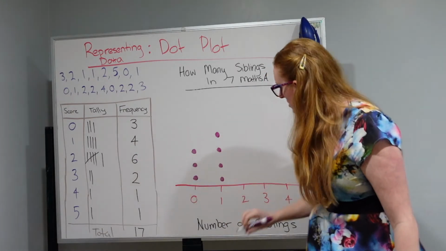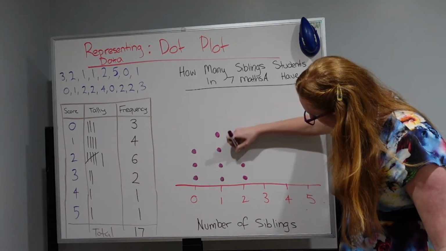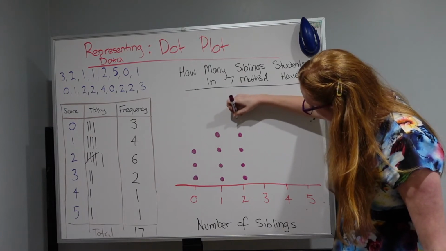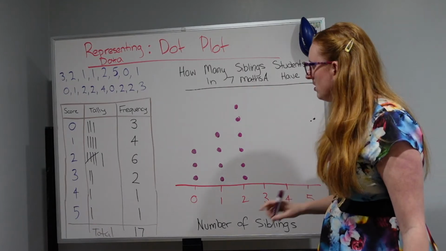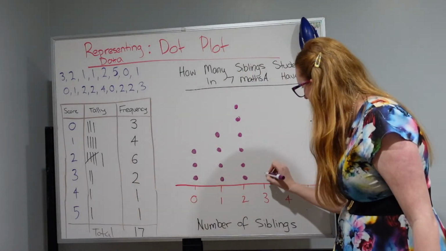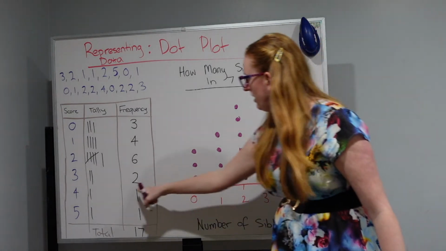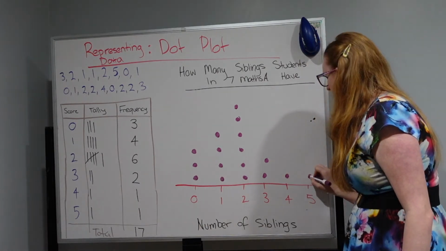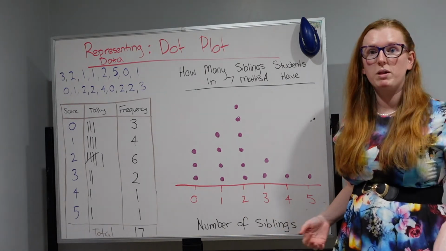Right, let's do number 2. So that had 6. So 1, 2, 3, 4, 5, 6. Cool. Then option 3 had 2. So 1, 2. And then option 4 had 1. And then 5 also had 1. Okay, so there we have it. There we have a finished dot plot.